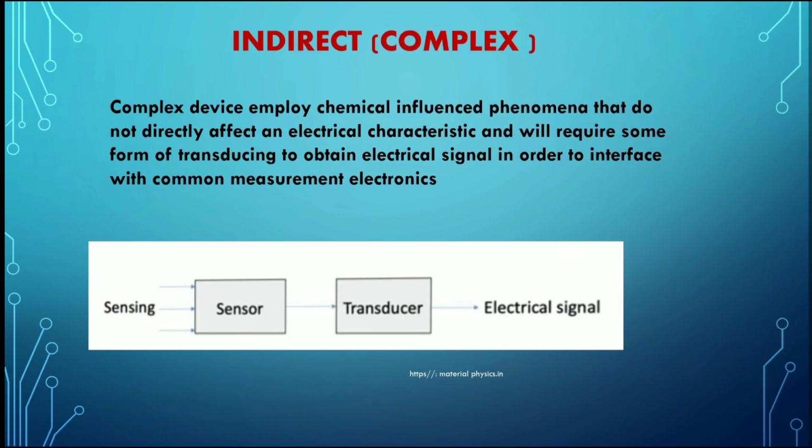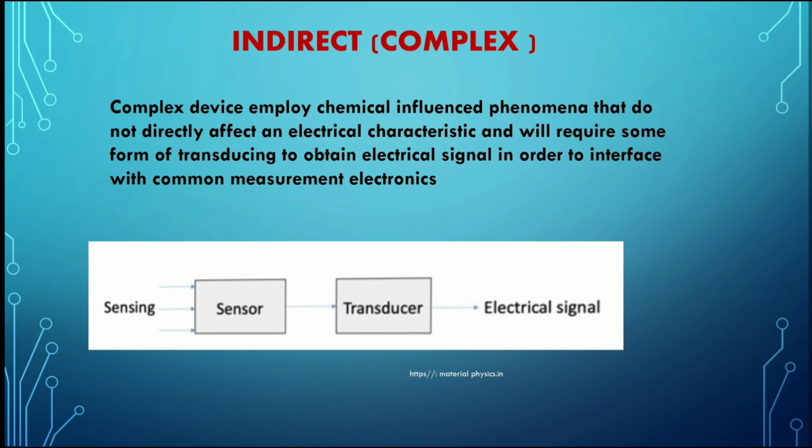Indirect sensors are devices in which the chemical interactions do not directly produce an electrical signal. Instead, the chemical's effect is first converted into another physical form and then transduced into an electrical signal. Here, the first stage is the sensing stage. Here, the target chemicals like ions and molecules interact with the sensing material. This interaction causes a chemical or physical change, not electrical.